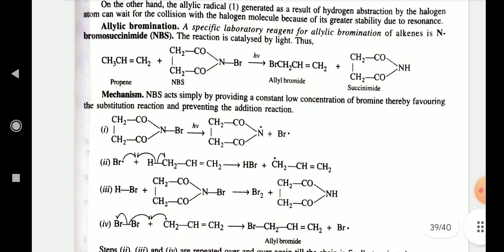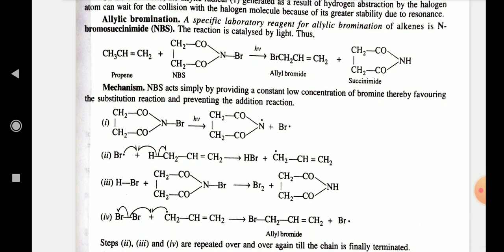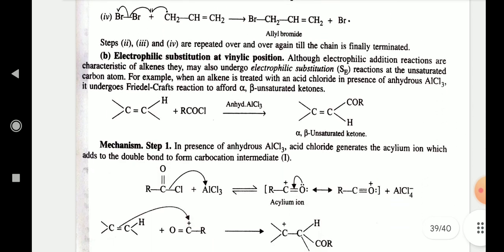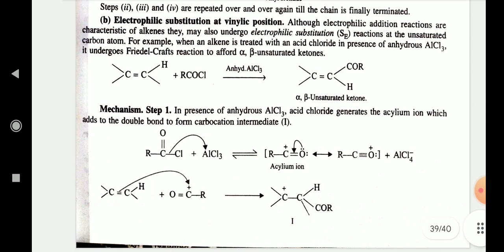Next is allylic bromination. A specific laboratory reagent for allylic bromination of alkenes is N-bromosuccinimide (NBS). The reaction is catalyzed by light. Mechanism: NBS acts simply by providing a constant low concentration of bromine, thereby favoring the substitution reaction and preventing the addition reaction.